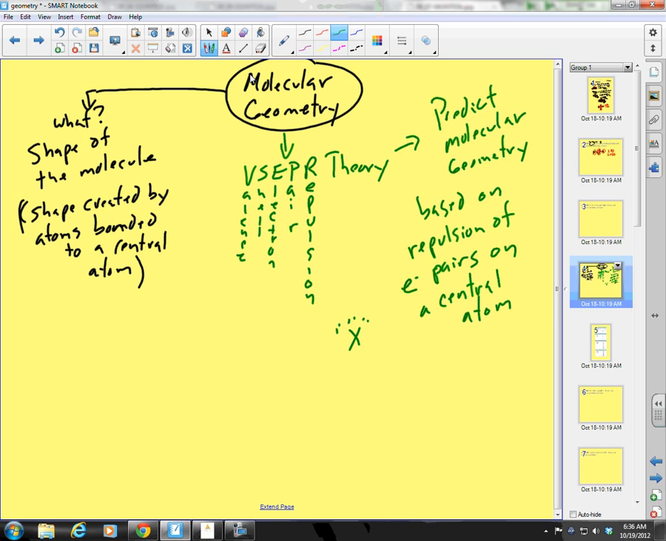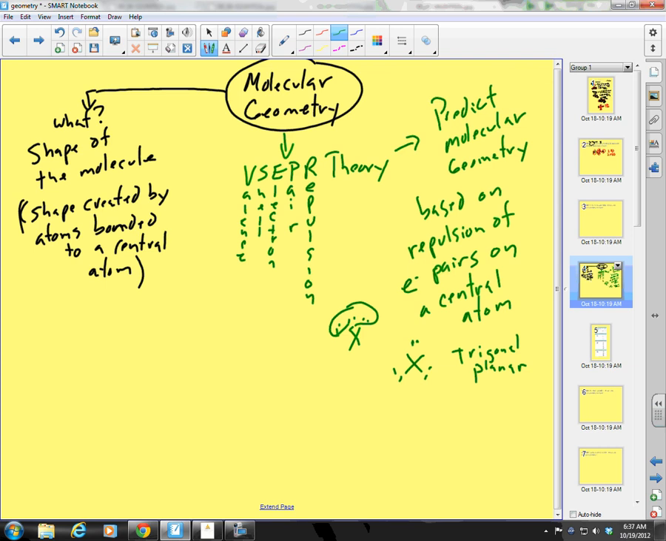So if I had an atom like X, would all of these electrons stay up here? The answer is they wouldn't. They don't want to hang around. What are they going to do? They're going to try to get as far away from each other as possible. Based on that concept, we could say that this would end up being what we call trigonal planar, and they'd have 120 degrees between each electron pair.